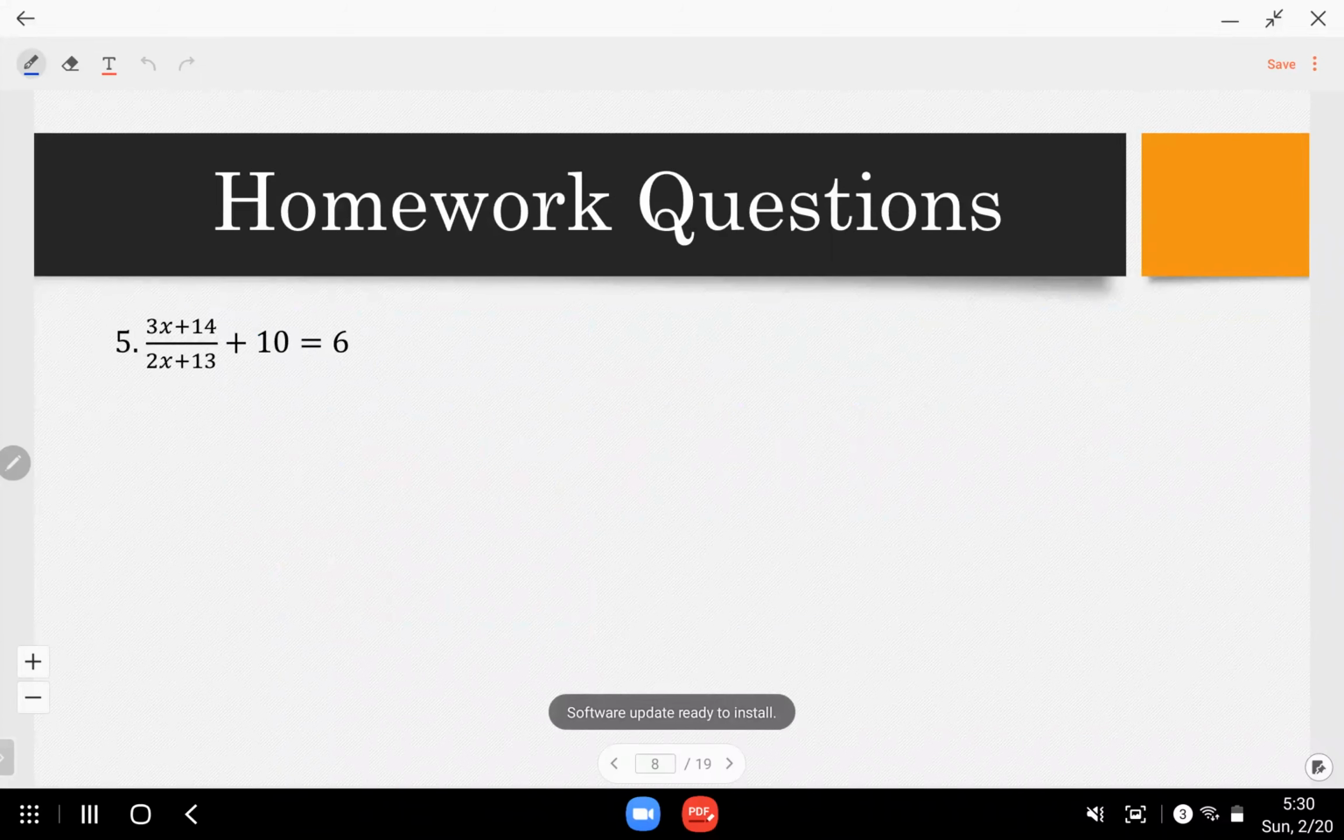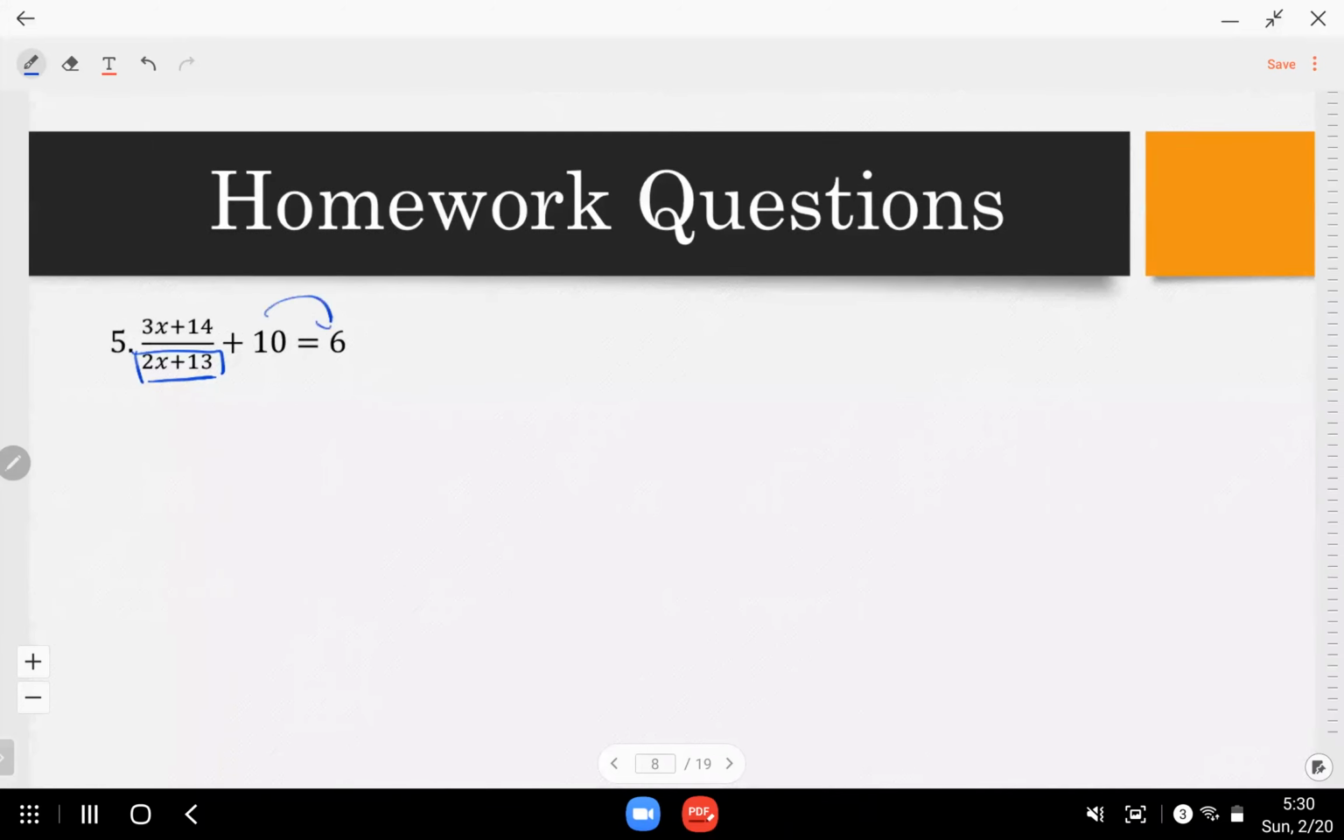This one actually follows the same principle, but this time we have variables in the denominator. So what we're going to do is the exact same thing, right? First, of course, we're not going to multiply yet. Move the 10 to the side. Just makes your life a whole lot easier. After I move it to that side, it's going to be negative 4, right? Then you multiply both sides by 2x plus 13.